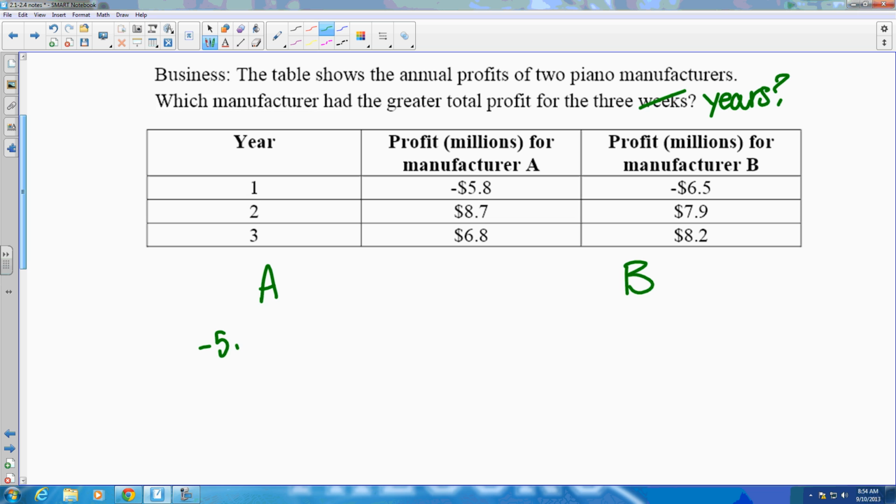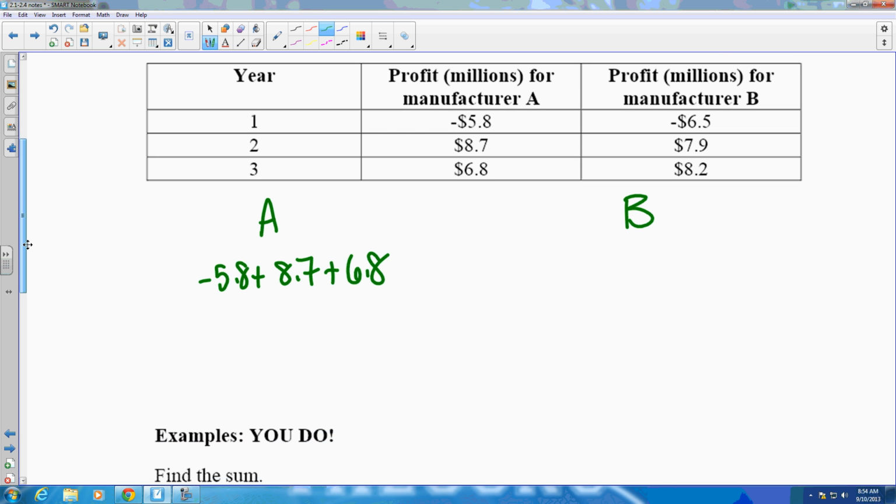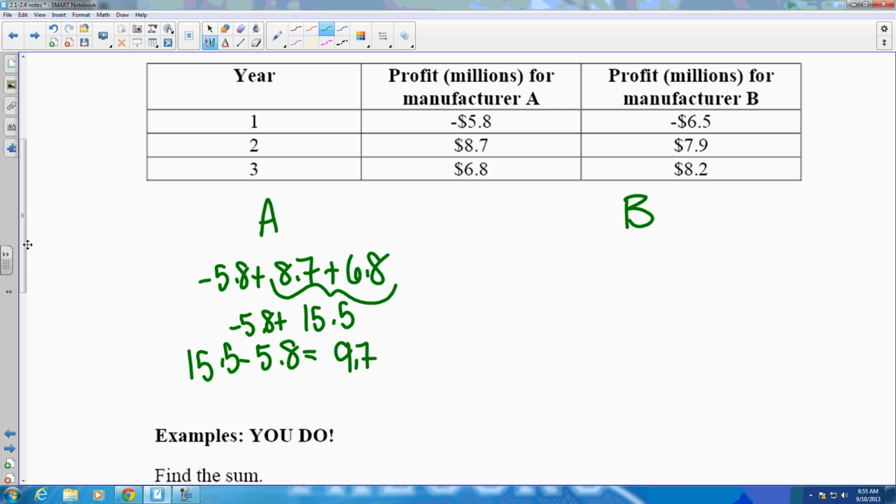We need to add up negative 5.8 plus 8.7 plus 6.8 for A. I think it's easier to work with the 2 numbers that have the same sign first and then add the number with the opposite sign. So if we add 8.7 and 6.8, we get 15.5, and we're adding negative 5.8. Because they have opposite signs, we need to subtract the lesser absolute value from the greater, so we do 15.5 minus 5.8, which gives us 9.7, and we just need to make sure that we use the sign of the greater, which was positive. A was 9.7.